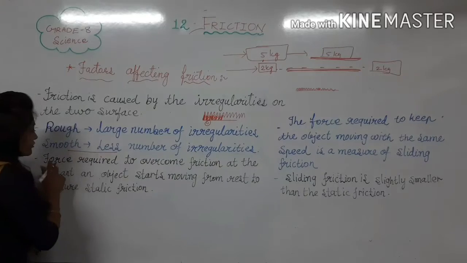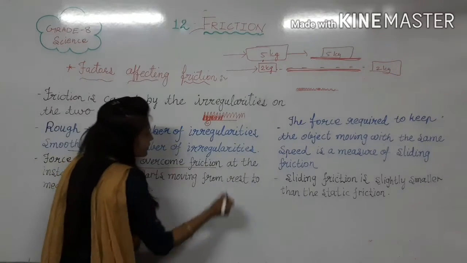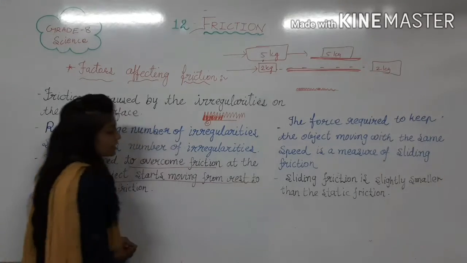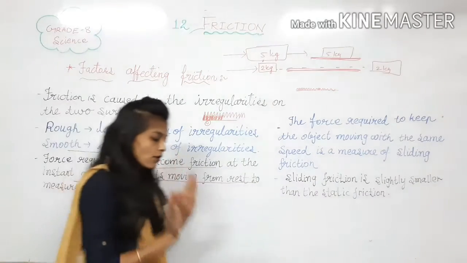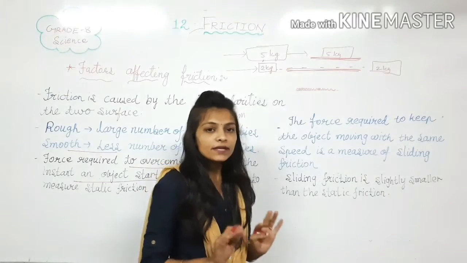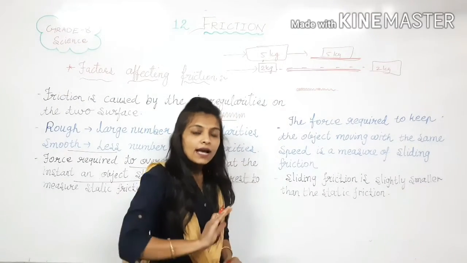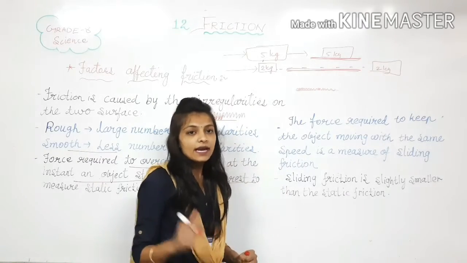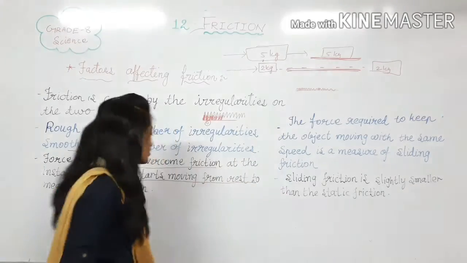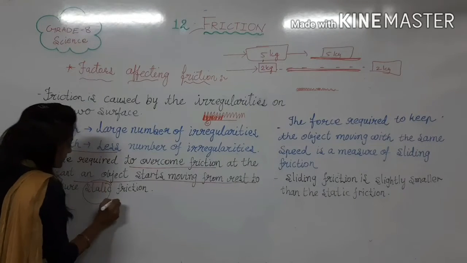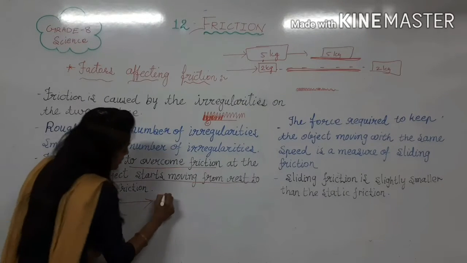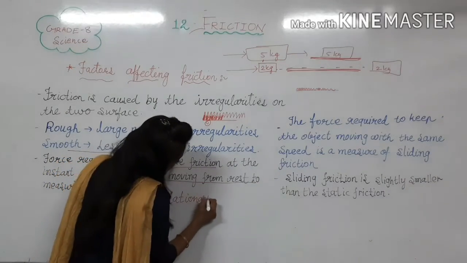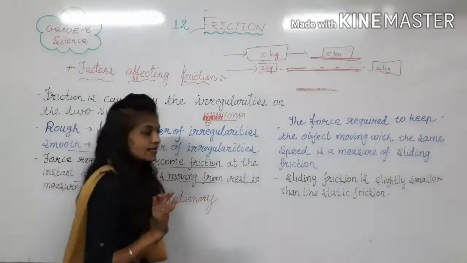Next thing, the force required to overcome friction at the instant an object starts moving from the rest position. If any object is lying here in the rest position and we are forcing it, the force of friction will come from the opposite side. That force of friction is known as static friction. Another name of static friction is stationary friction.